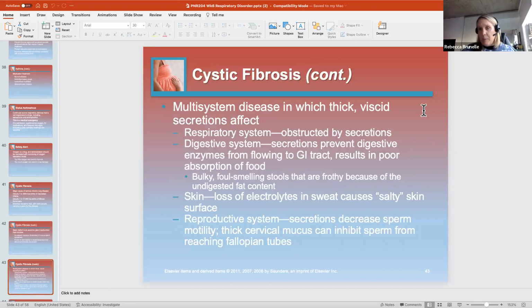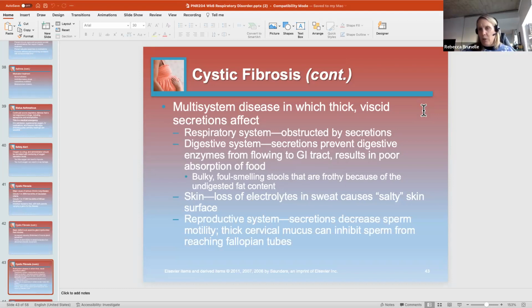Remembering that it's a multi-system disease, so it's respiratory, digestive. They lose a lot of salt, in particular through their skin, and then it can cause infertility. Particularly in boys, it causes them not to produce normal sperm. Generally speaking, I think the average life expectancy is probably around age 30, but they will do lung transplants in patients. Even though the sperm are obviously not near the lungs, usually when they get the lung transplant done, they are no longer infertile.